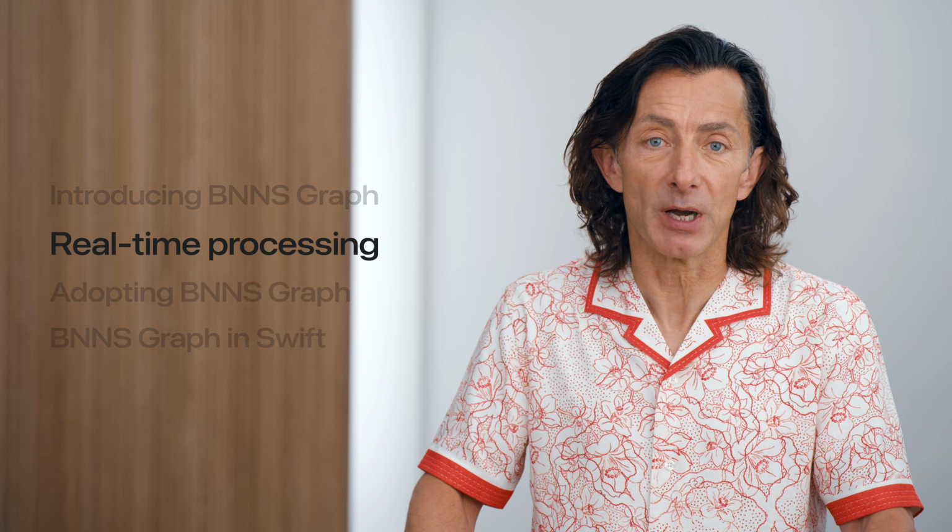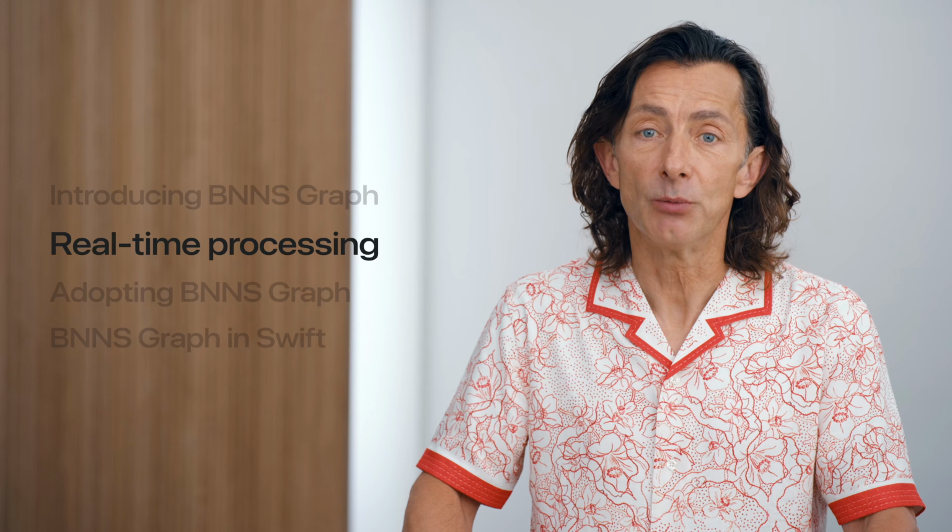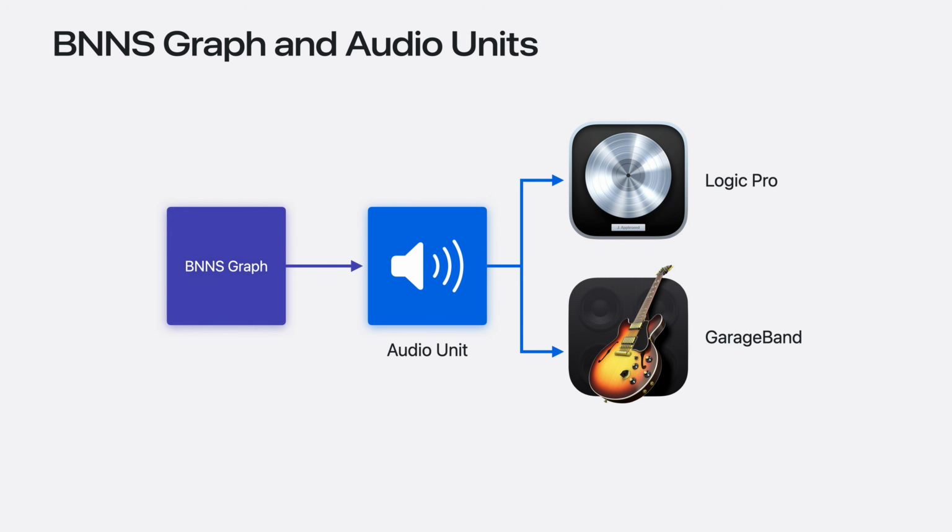Because our new API is ideally suited to real-time use cases, I'll be looking at such a use case, working with audio by adding BNNS graph to an audio unit. Audio units allow you to create or modify audio and MIDI data in an iOS or macOS app, and these include music production apps such as Logic Pro and GarageBand. An audio unit that uses machine learning can offer functionality such as separating audio to isolate or remove vocals, segmenting audio into different regions based on content, or applying timbre transfer to make one instrument sound like another.